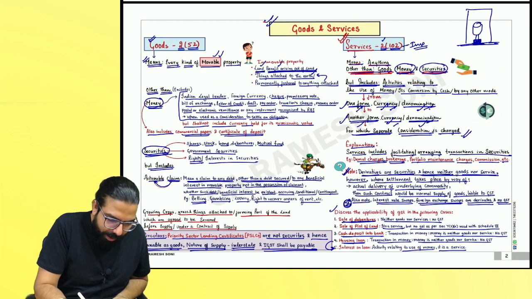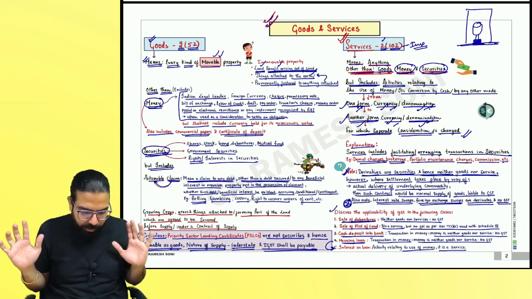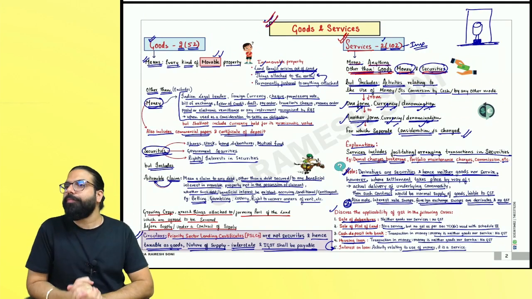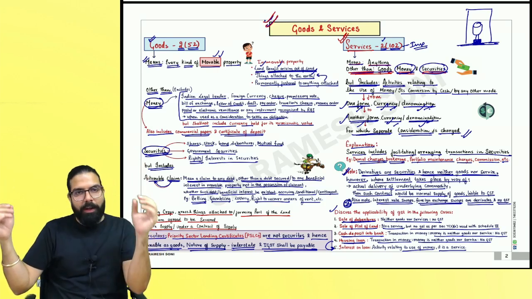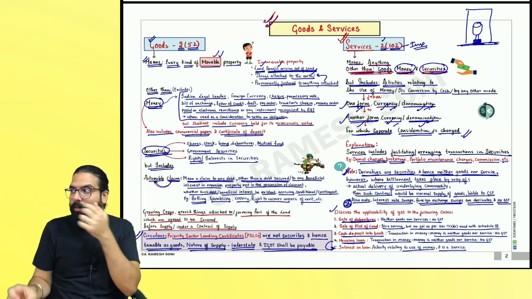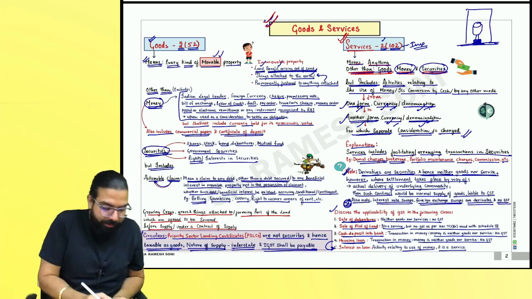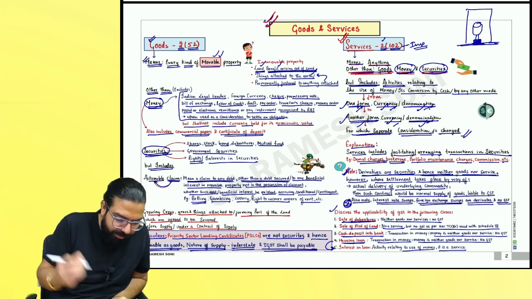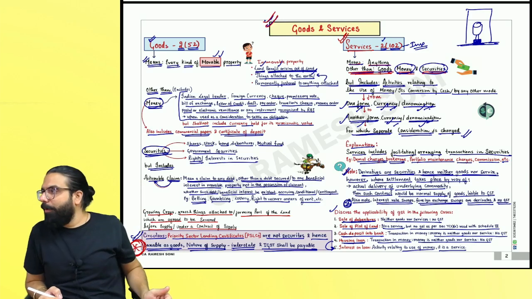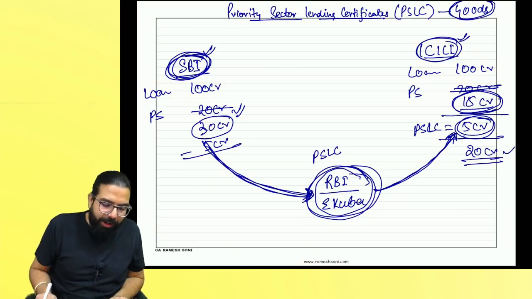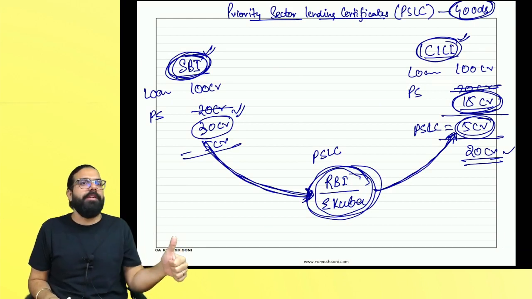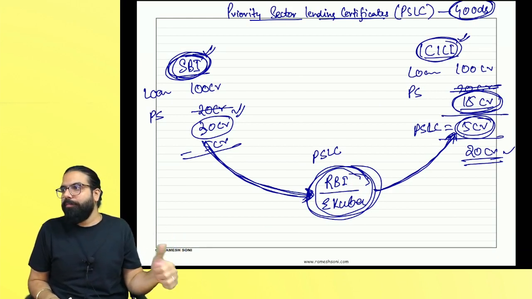Congratulations, everyone. We are done with your goods and services discussion. I told you about goods. I told you about service. I told you about PSLC. Sir, what is the most important part of this chapter? This chapter chart's most important part is this. Can I go ahead, everyone? The most important part is the priority sector lending certificate. Is my point on priority sector lending certificate 100% clear to all? Done. Close.